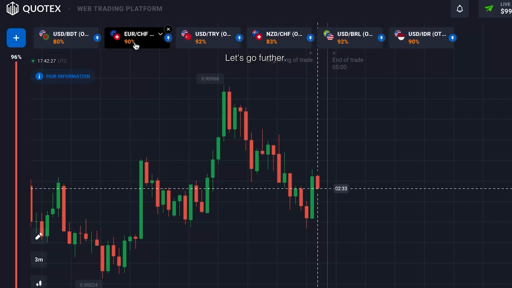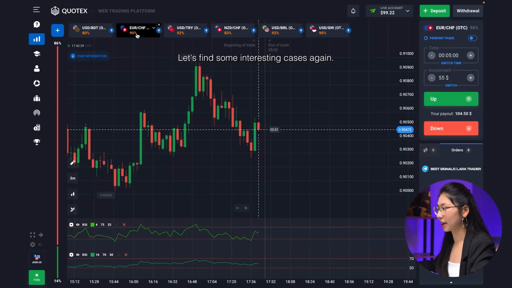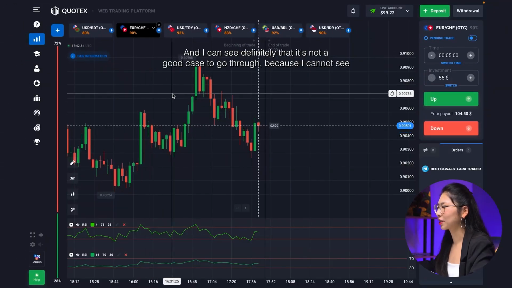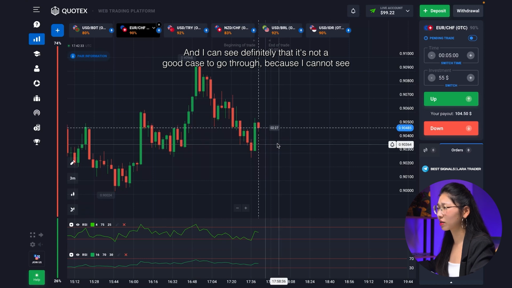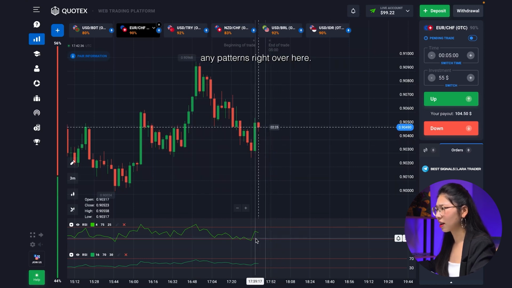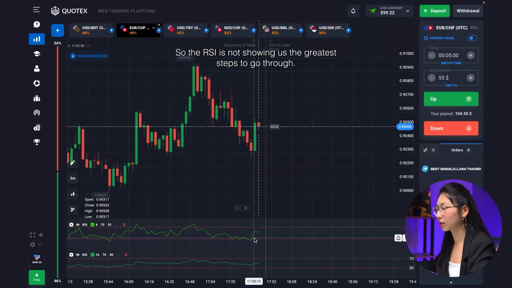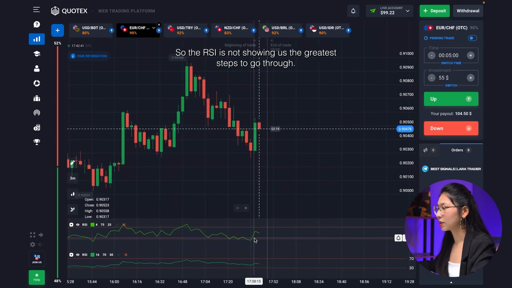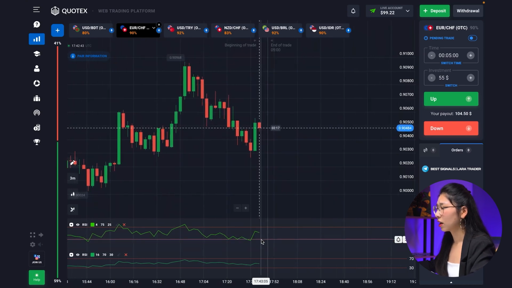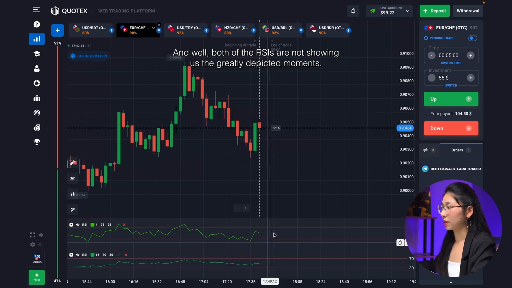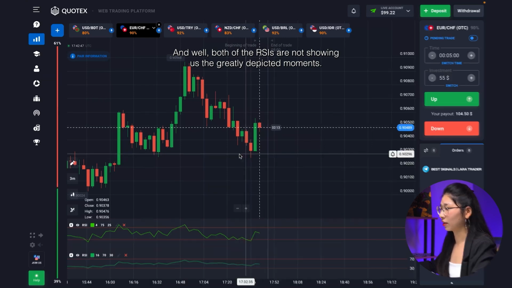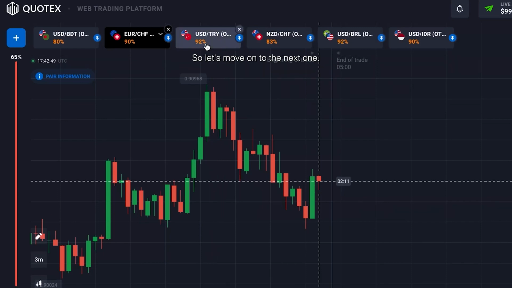So let's go further. Let's find some interesting cases again, and I can see definitely it's not a good case to go through because I can't see any patterns right over here. So the RSI is not showing us the greatest steps to go through. Well, both of the RSIs are not showing us the greatly depicted moments. So let's move on to the next one.